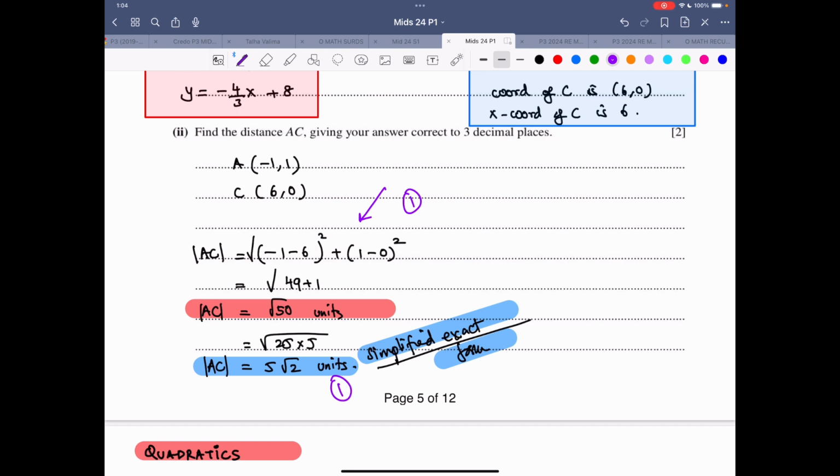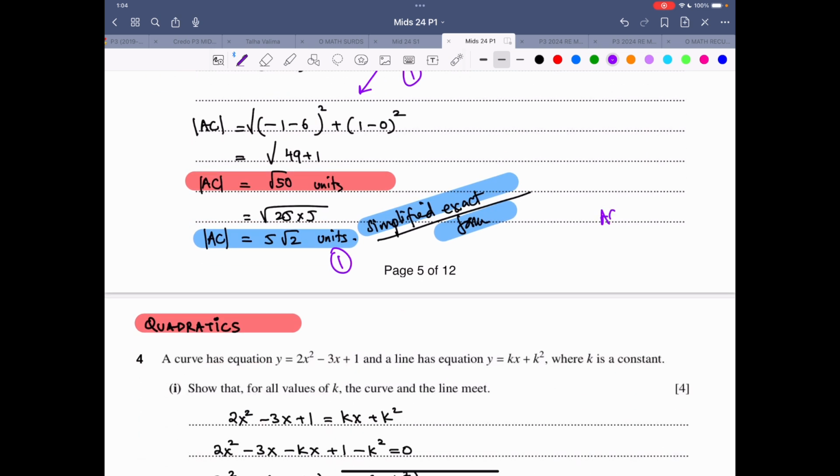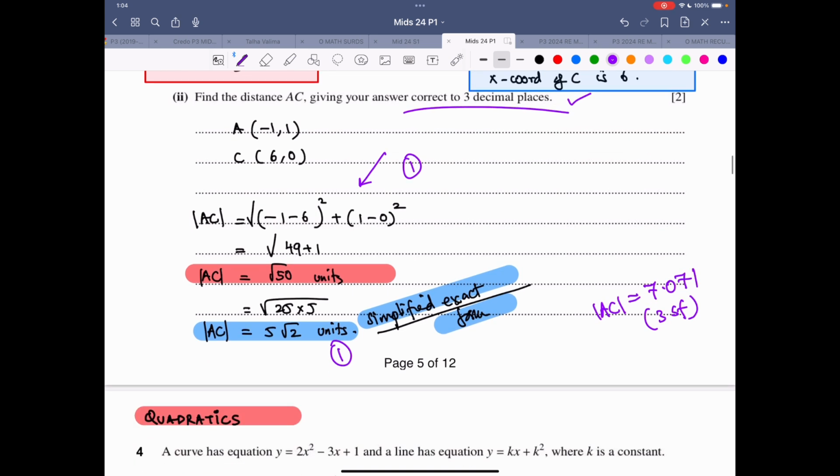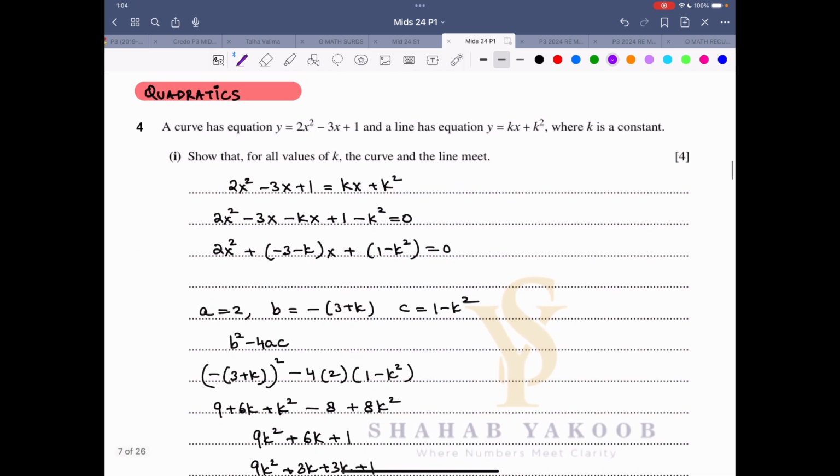That is the second part. Someone can also write the answer in decimal, 7.071. So 7.07, correct to 3 significant figures. Because yes, they are saying give the answer to 3 decimal places, 7.071. I did not read it. Therefore, it is naturally necessary that you should give the answer in this form.